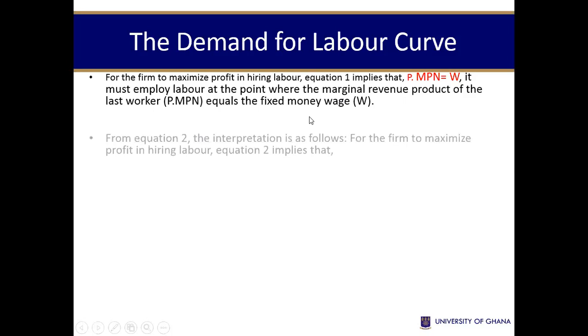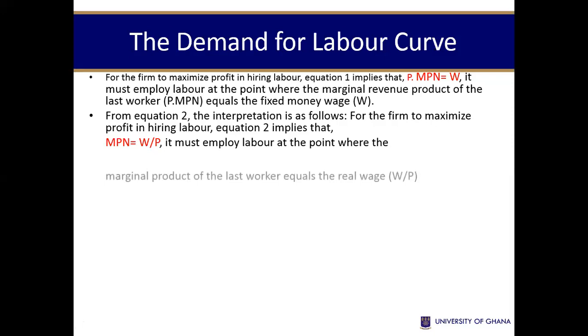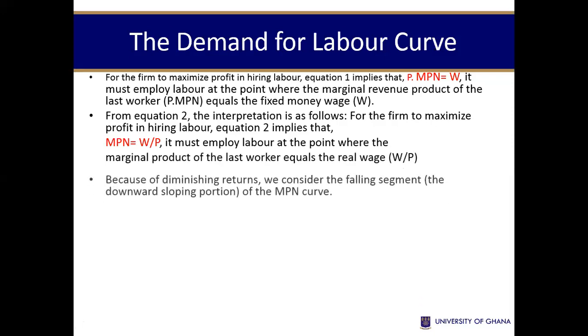And then for equation two, the firm will try to maximize the profit in hiring the labor. That is, the addition to total output is supposed to be the same as the real cost of hiring that labor before the firm can maximize its profit. Okay, right.